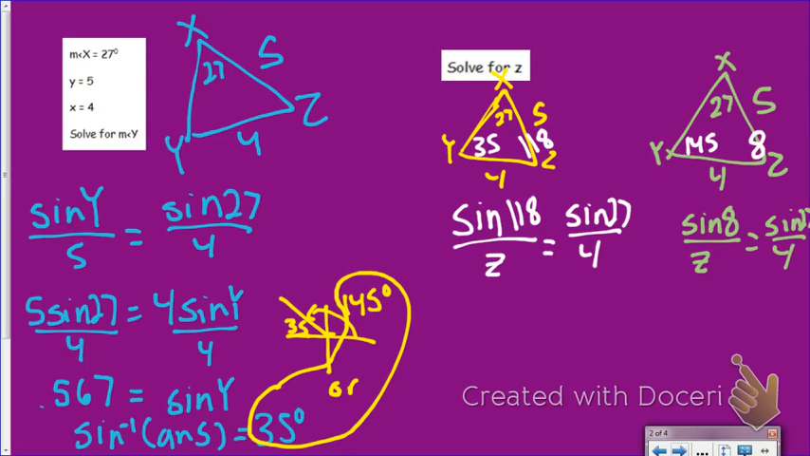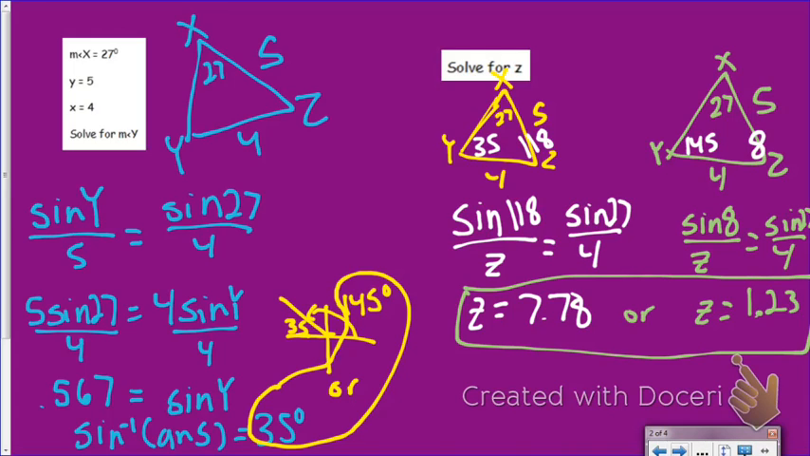If I work this out on the left, I would end up that side z is going to be 7.78. And if I work it out on the right, I would get that side z is equal to 1.23. So either of these are possible for side z. Okay, so that's one possible occurrence when I'm given side-side angle. That's the reason, again, we couldn't use it to prove triangles are congruent.